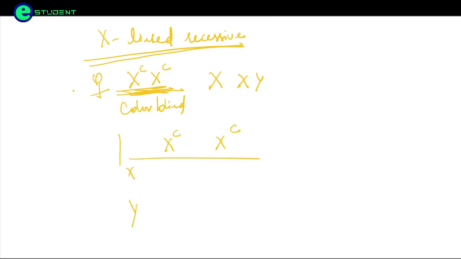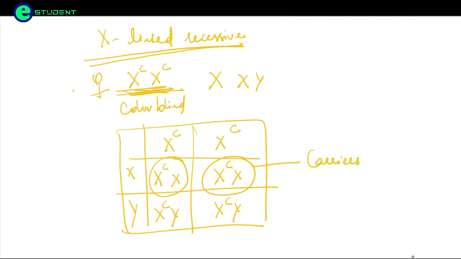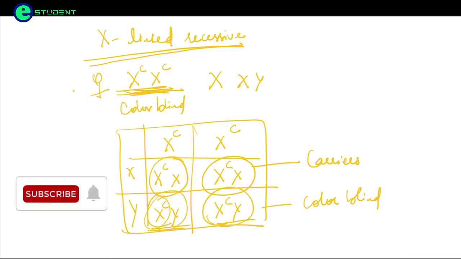Okay, let's draw the Punnett square. Yeah, so we will be getting X^H X^c, X^c Y. Here these both are the carriers. Here these both are going to be color blind, because this one here is color blind, because X^c is the dominant one here. Hope you have understood. Thank you.